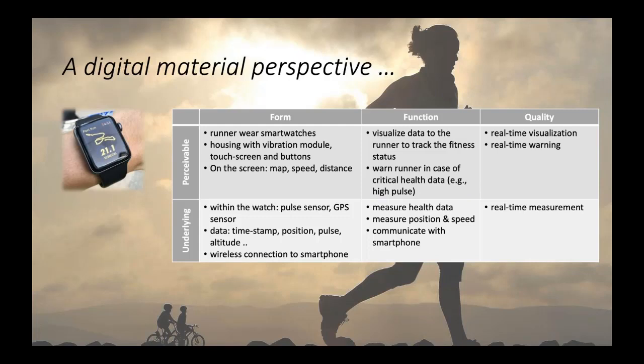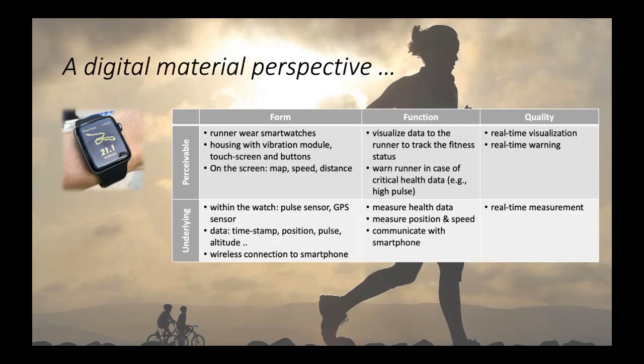And on the underlying layer, you have, again, a lot of underlying form that enables all this. You have a pulse sensor in the watch. You have GPS sensors to get your positions. You need timestamps, position, pulse data, maybe altitude. And you need later a wireless connection to your smartphone to transmit the data.